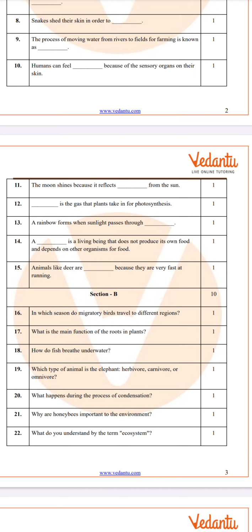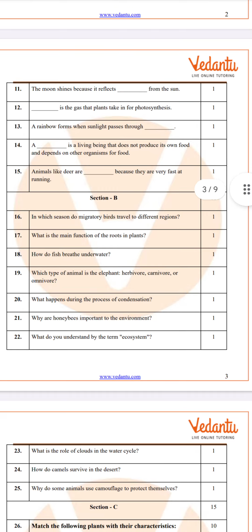The answer is winter. What is the main function of roots in plants? It is to absorb water and nutrients. How do fish breathe underwater? Using their gills. Which type of animal is elephant? It is a herbivorous animal. What happens during the process of condensation? Water vapor in the air cools down and changes into liquid water.